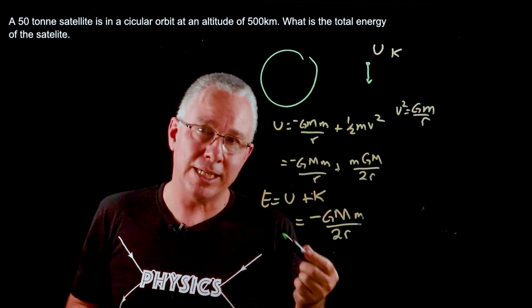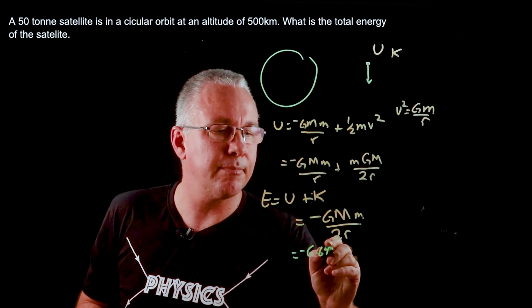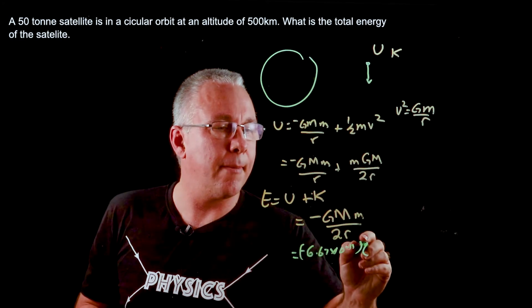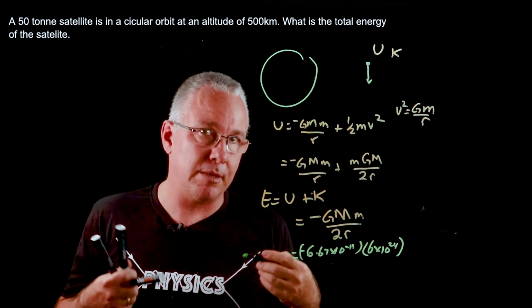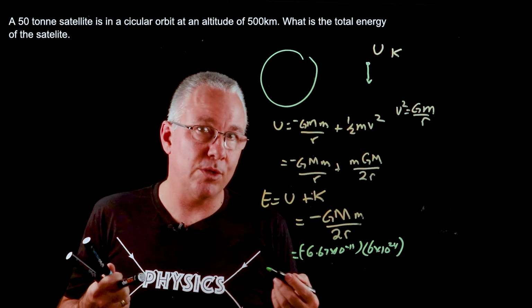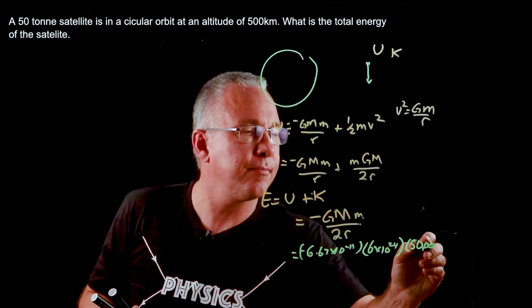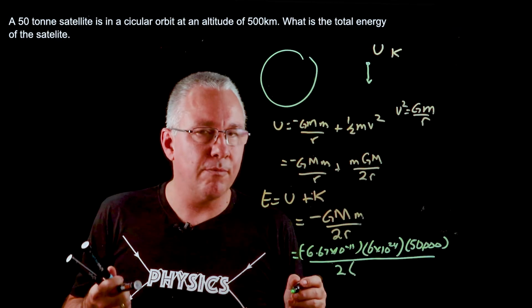We can now actually calculate it all out, and so what we get is negative 6.67 by 10 to the power of negative 11 multiplied by the mass of the Earth, which is 6 by 10 to the power of 24, multiplied by the mass of our satellite, and we're told it's 50 tons, so that's multiplied by 50,000 kilograms, and then divide that all by twice the radius here.